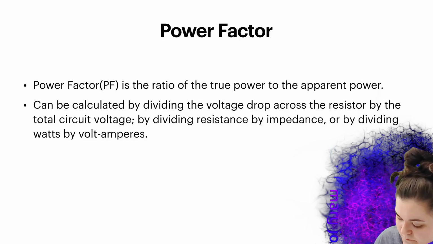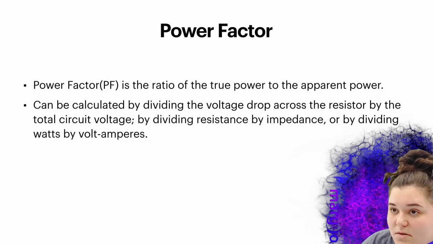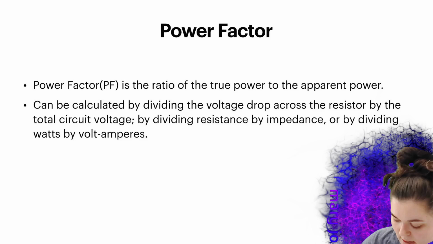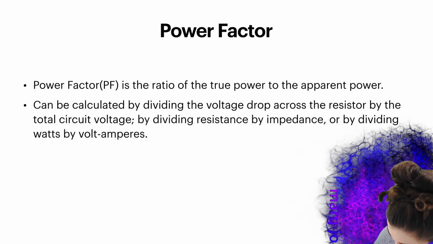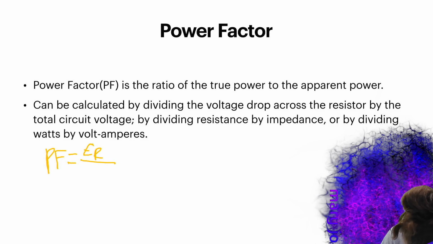Power factor. Power factor, represented by PF, is the ratio of the true power to the apparent power. It can be calculated by dividing the voltage drop across the resistor by the total circuit voltage, by dividing resistance by impedance, or by dividing watts by volt amperes. So you could use this formula. You could use this formula.